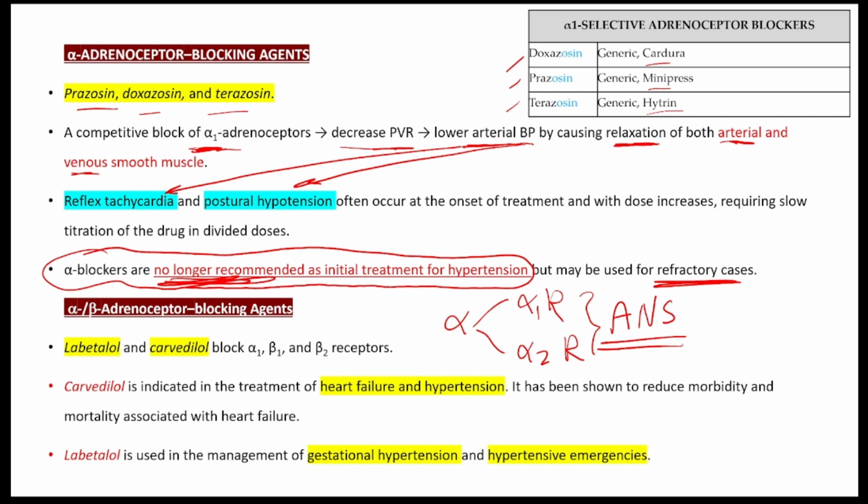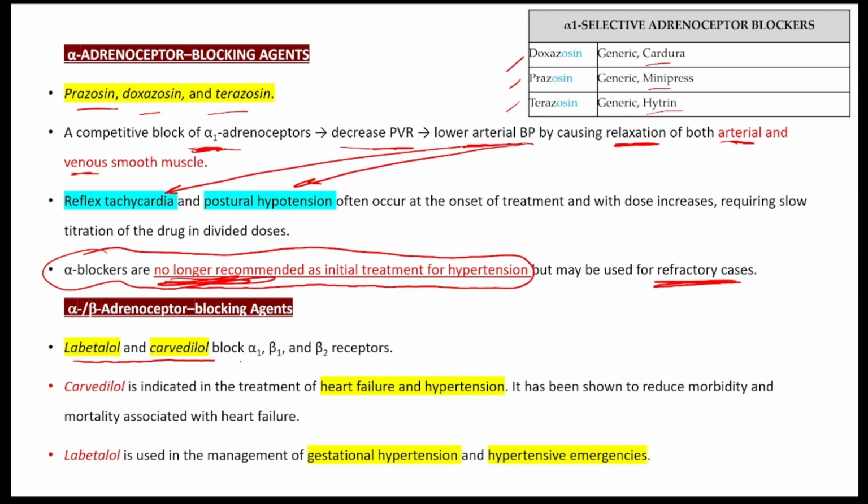Another group of medication, we have a group of medication belonging to the adrenergic system. We have labetalol, carvedilol. This group of medication blocks several receptors. You can see here they block alpha-1, beta-1, and beta-2 receptors, three receptors. Carvedilol, this medication is used for heart failure and hypertension. Labetalol, a great medication for patients suffering from hypertension during pregnancy, and available IV for emergency treatment of hypertensive emergency.